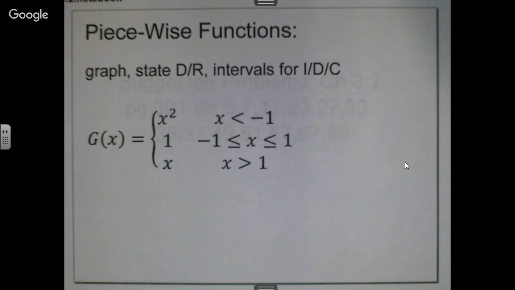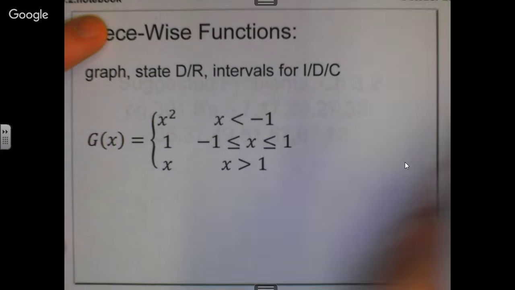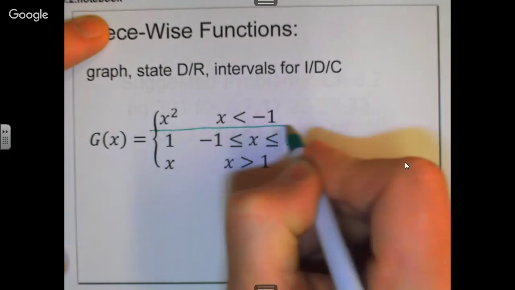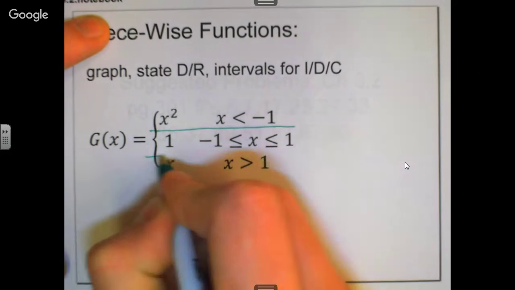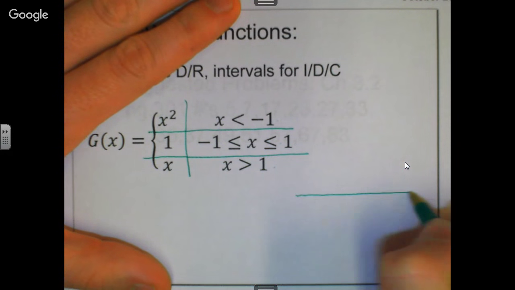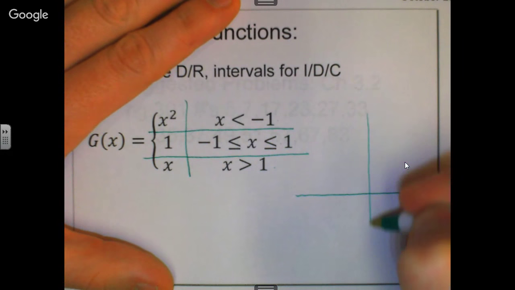Okay, graph, state domain and range, and intervals for increasing, decreasing, and constants. So these are piecewise functions. They are very, very easy to graph. You have to understand that in this case you have 3 different parts of this graph, and this separates your 3 different parts. So if I graph this out here, we'll just sketch a graph.